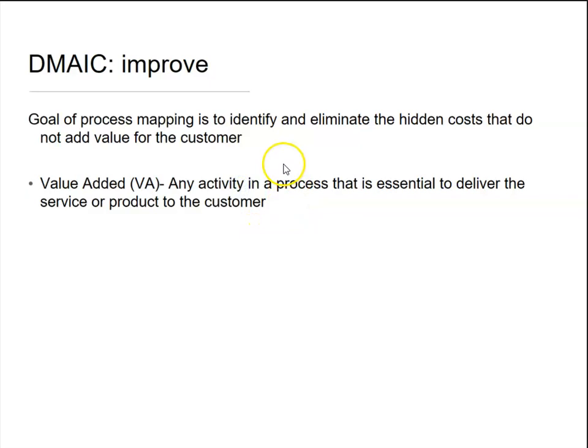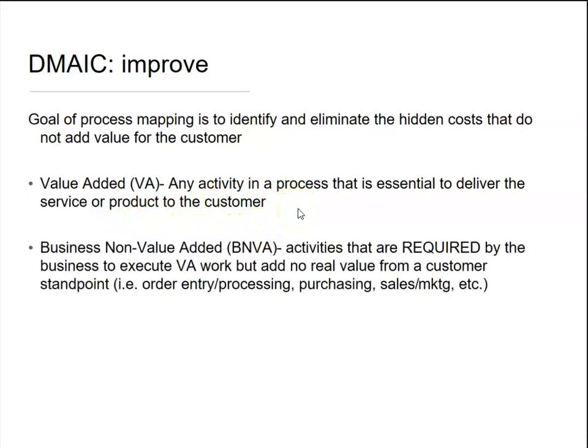So the goal of the process mapping is to identify and eliminate the hidden costs that do not add value. And the value added is any activity or process that's essential to deliver the service or product to the customer. There are in business non-value addeds that are required by the business to execute value added work, but really add no value from a customer standpoint. Order entry, processing, purchasing, sales, marketing, and all that sort of thing. Those things are required for the business, but we can't necessarily call those non-value added that we can eliminate.